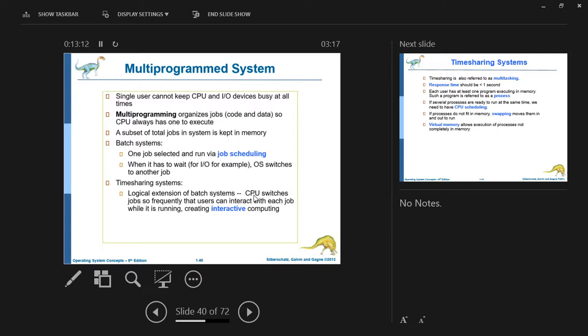Like in a batch system, one job is selected and run via job scheduling. When it has to wait for IO, for example, the OS switches to another, because all the time a job may not require the CPU. It may need certain input from IO. Until it gets the input from the IO, the other process will be scheduled on the CPU, right?